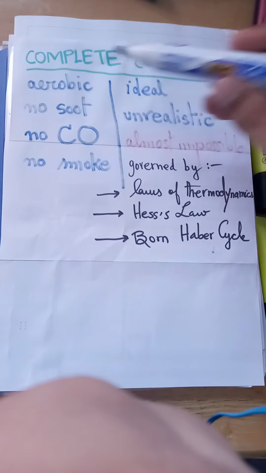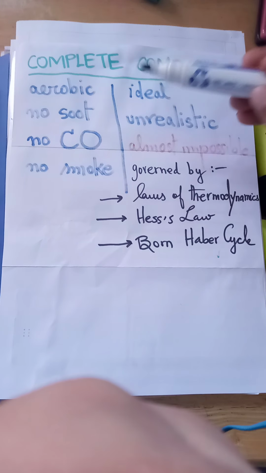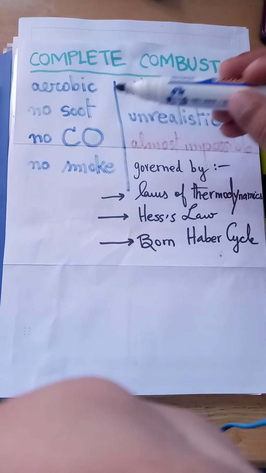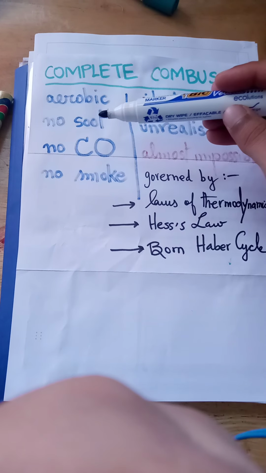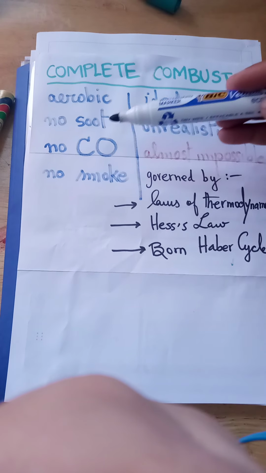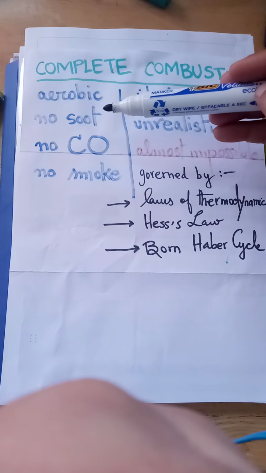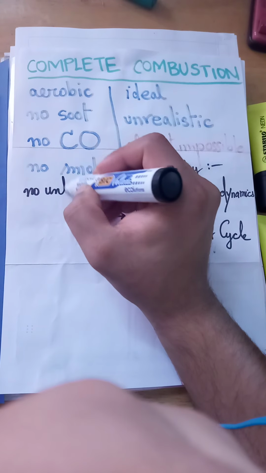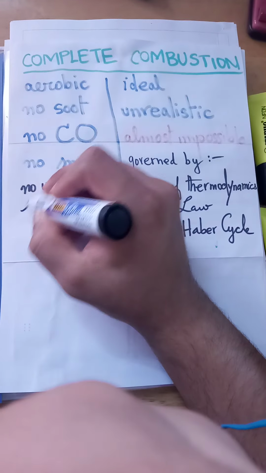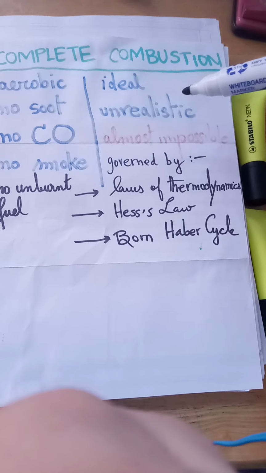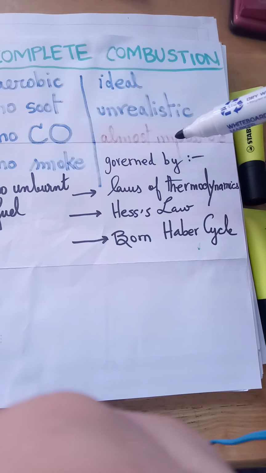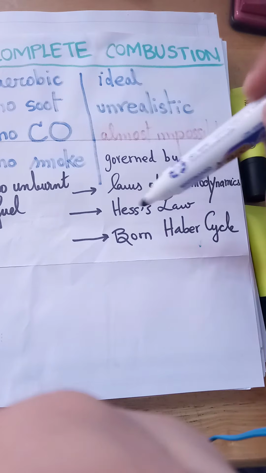Okay, so complete combustion is a process where all of the hydrocarbon is consumed by oxygen and produces carbon dioxide and water vapor. It's aerobic. There's no soot, no smoke, no carbon monoxide, no carbon deposits or residue, and no unburnt fuel either. It's ideal, unrealistic, almost impossible, and is governed by the laws of thermodynamics, Hess's law, and the Born-Haber cycle.